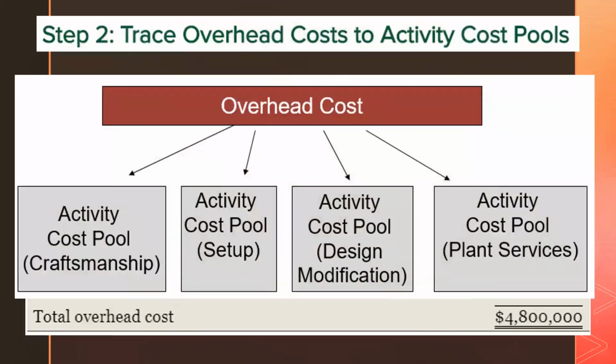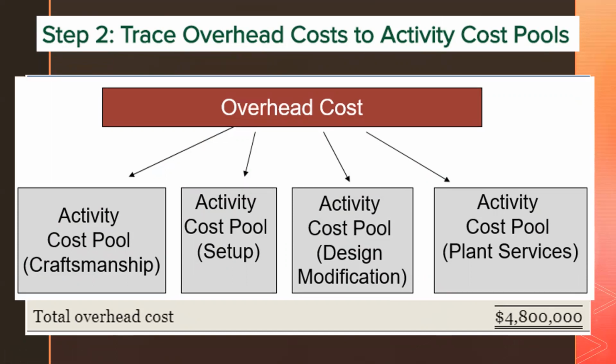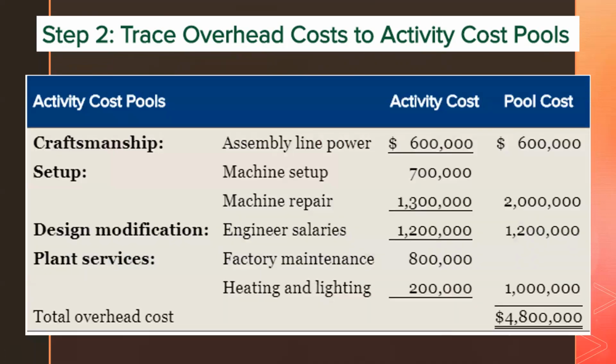Okay, so now, as I said, management comes up with, we don't have to figure it out, the different activity cost pools. So the first cost pool they come up with is craftsmanship. Then they have one for setup, one for design modification, and then one for plant services. So they're going to take those 6 different costs and group them into these 4 pools. So here's how they did it.